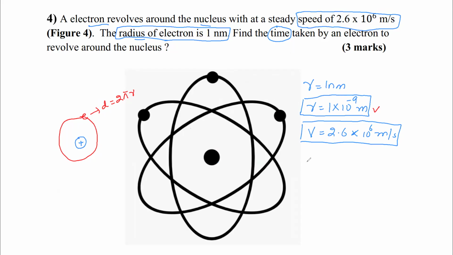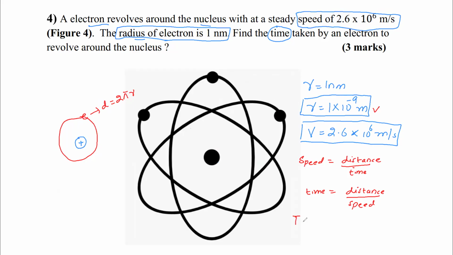So how can we find the value of time? We know that speed is equal to distance per unit time. Distance per unit time. Just put the values. All right. So we have to find this time. So time is equal to distance divided by speed. Just put the value and you can get the answer. Here the distance is 2 pi r.